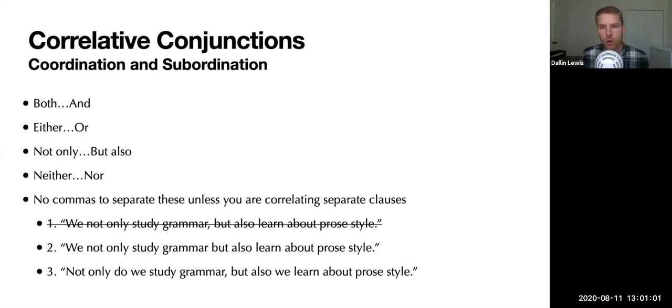In example 2, you're coordinating verb phrases, study grammar and learn about prose style, and so you're on good footing. We not only study grammar but also learn about prose style. Because there's no comma, it is correct. And in sentence 3, it works because we're actually coordinating 2 sentences. Not only do we study grammar, but also we learn about prose style. So we is used, and that means we have 2 separate subjects. Even if they are the same subject, they're separated. And then study and learn are the separate tense verbs.